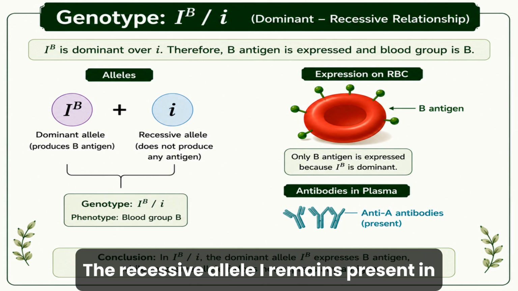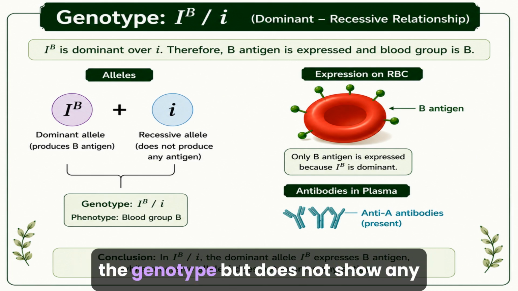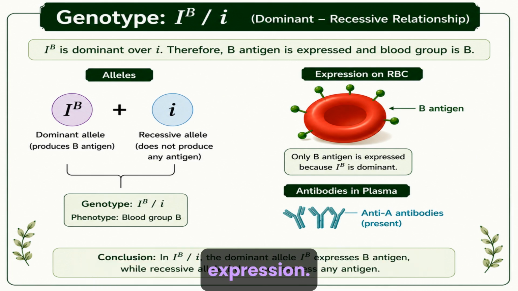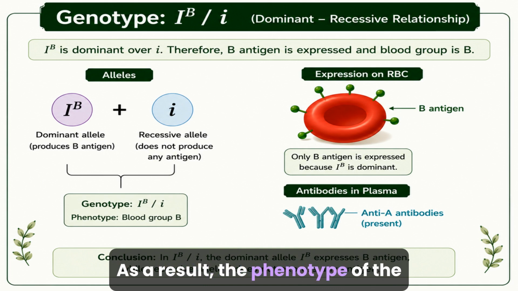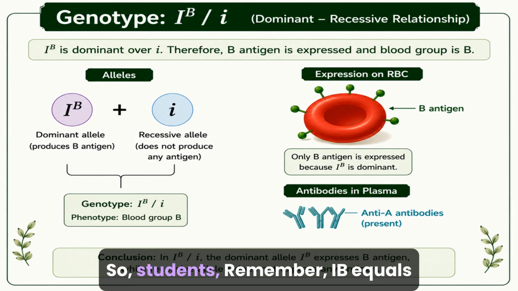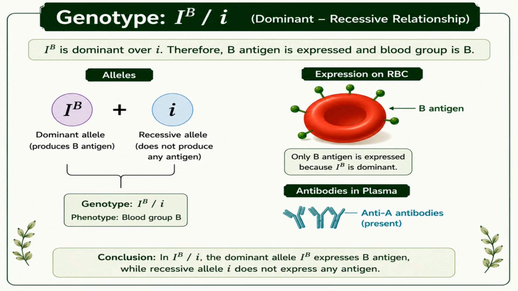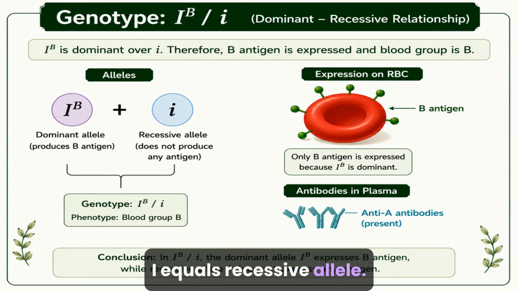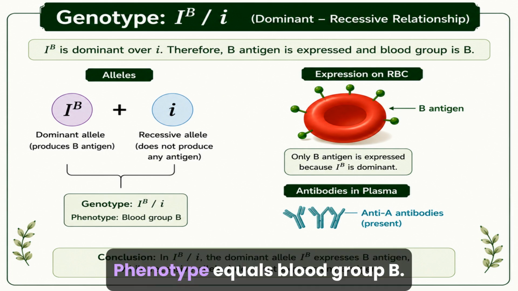The recessive allele i remains present in the genotype but does not show any expression. As a result, the phenotype of the individual becomes blood group B. So, students, remember, IB equals dominant allele. i equals recessive allele. Genotype equals IBi. Phenotype equals blood group B.